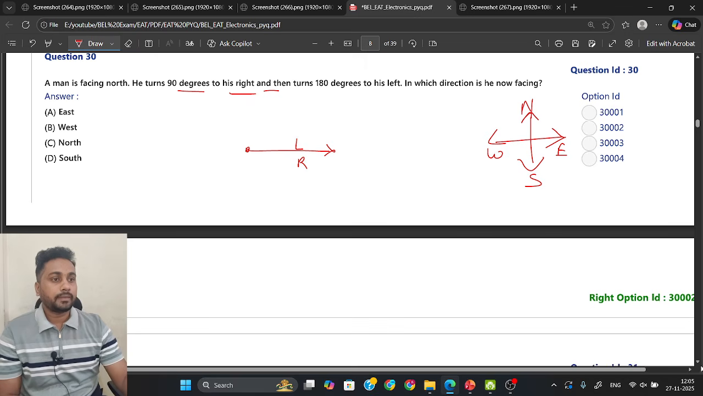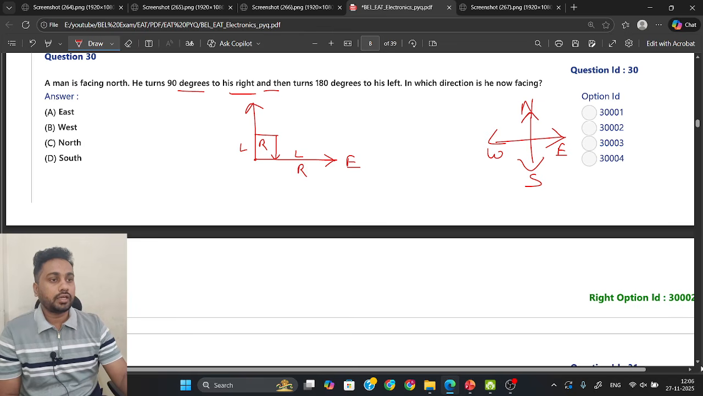Now he is going to turn to the right side. Sorry, this is north, not this one. So he is facing north side, like that. Okay, this is left and this is right. So he is going to turn right side 90 degrees. If he turns 90 degrees like that, his face will be like this, so in this direction, in east direction.